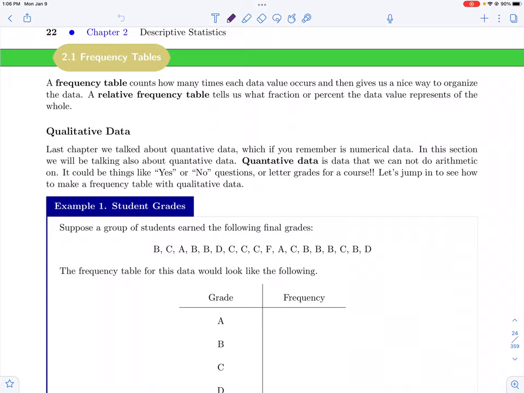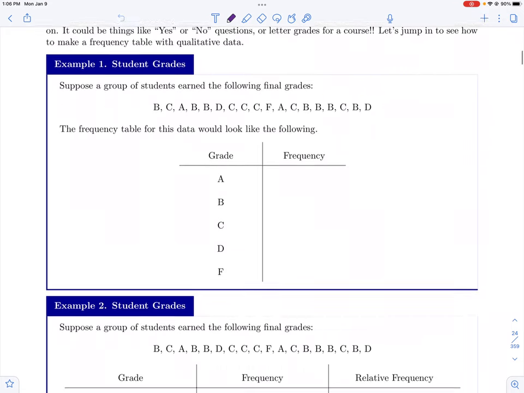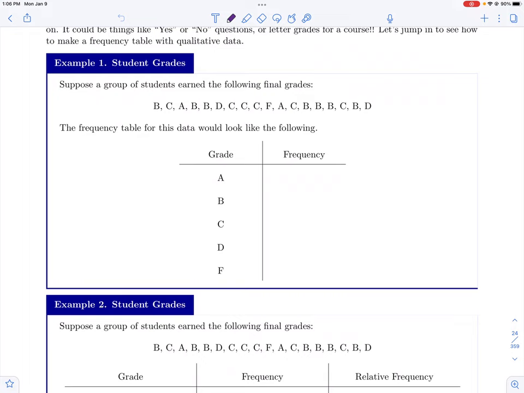Again, we can deal with our frequency tables in terms of either qualitative data or quantitative data. So we can do either one. We can deal with categories of letters or ID numbers, or we can deal with numbers themselves. For our first example, we've got our students' grades, and we can see we've got all the letters listed above. What we want to do is go through and count how many A's, how many B's, how many C's, how many D's, and how many F's.